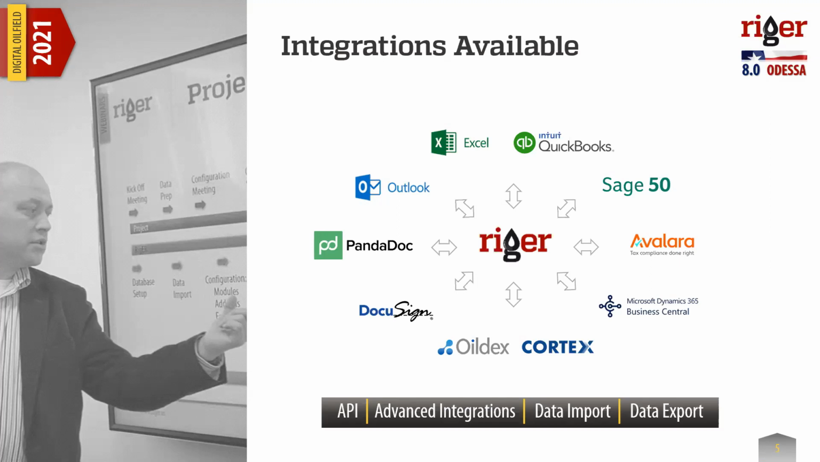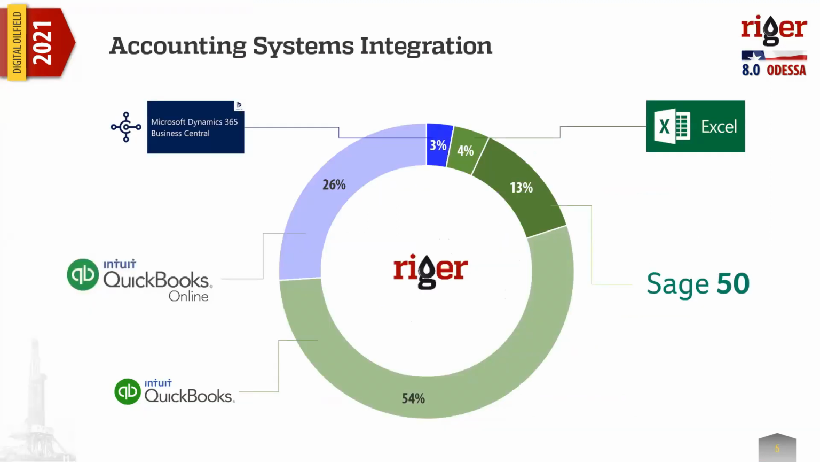Advanced API integrations and data import and export are the key elements of how we build integration. Let me touch real quick on what you get by having the integration with RigER and other systems. What you get is a comprehensive picture of what kind of integrations are more popular when we do the setup for the accounting systems. What we wanted to bring to most of your attention is that a lot of the companies we work with are still small and medium-sized companies.